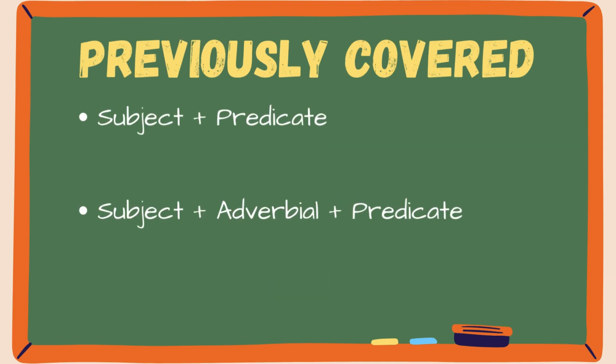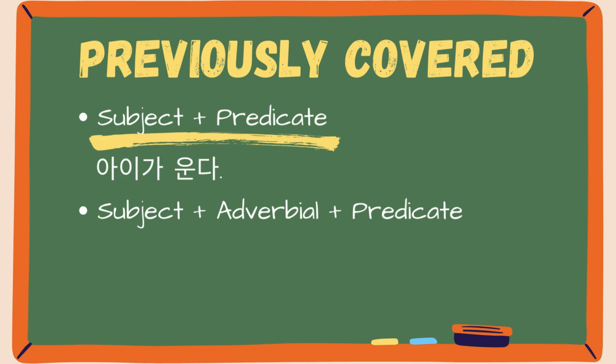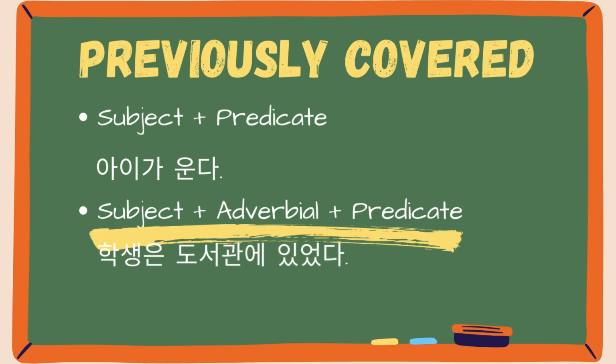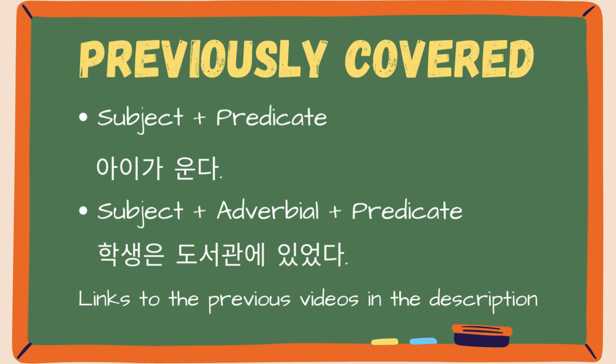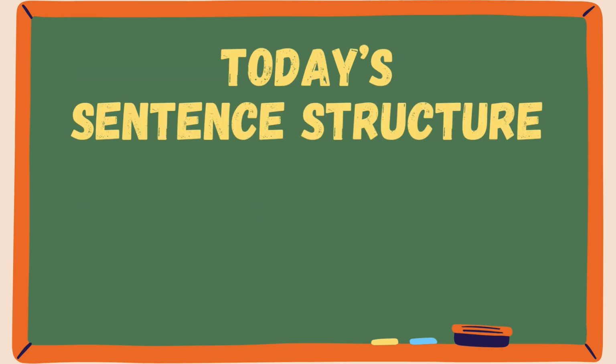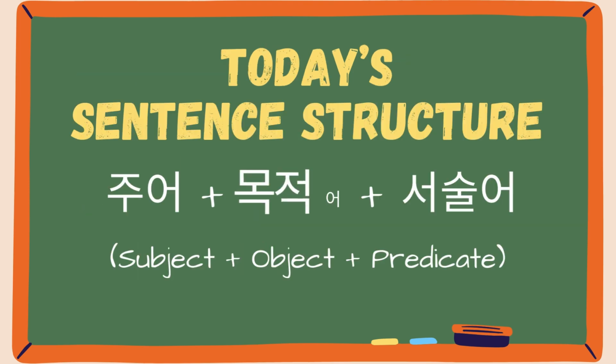Before we begin, let's do a quick recap. So far we've covered subject and predicate, subject, adverbial, and predicate. If you haven't seen those videos yet, be sure to check them out in the description below. Now, we are adding the object into the mix.